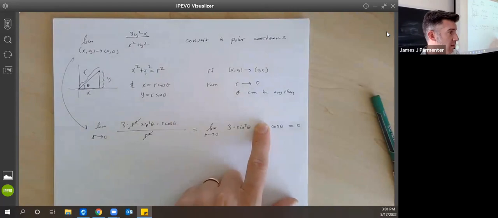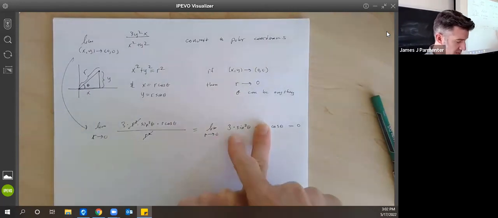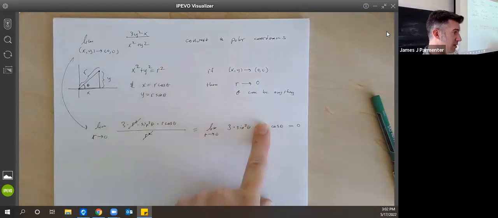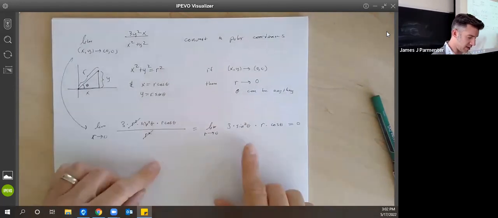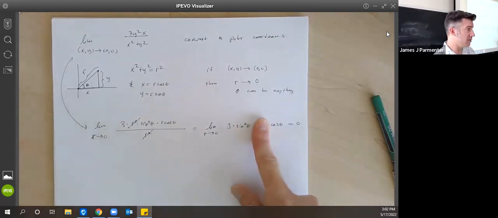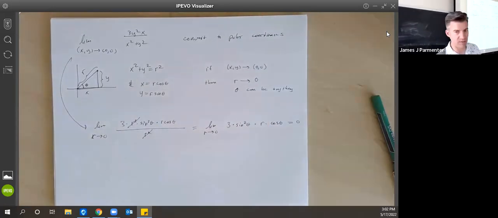Now, I will point out, if that r hadn't been there, if that r had canceled, then we'd have a problem. Then this limit wouldn't exist, because this limit would be 3 sine squared theta cosine theta, which can end up being lots of different values, because theta can be anything, which would mean the limit wouldn't exist. So if we had done this and r hadn't been there, the limit would not have existed, because you get multiple values. I would show you an example of that, but we're out of time. So we'll do that one next time.